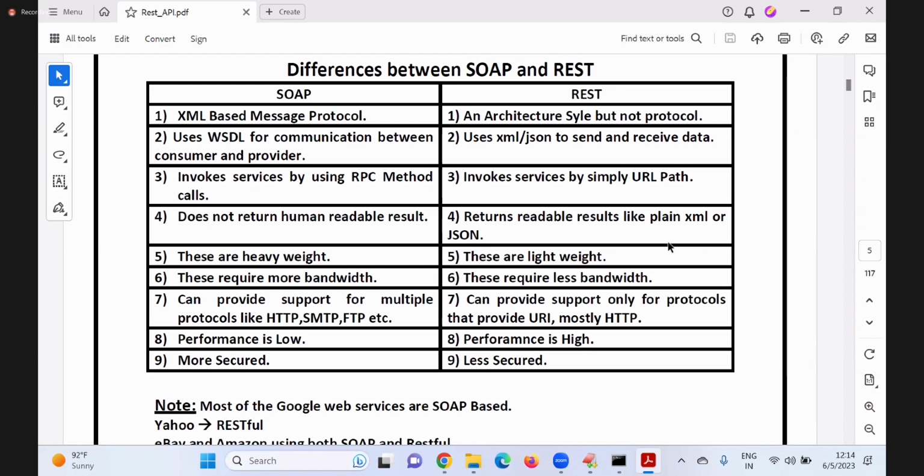Check it. I will give this one. You can just read it, you will get clarity, whatever the differences between SOAP and REST. Maximum already you know some differences. XML based. REST is an architectural style.